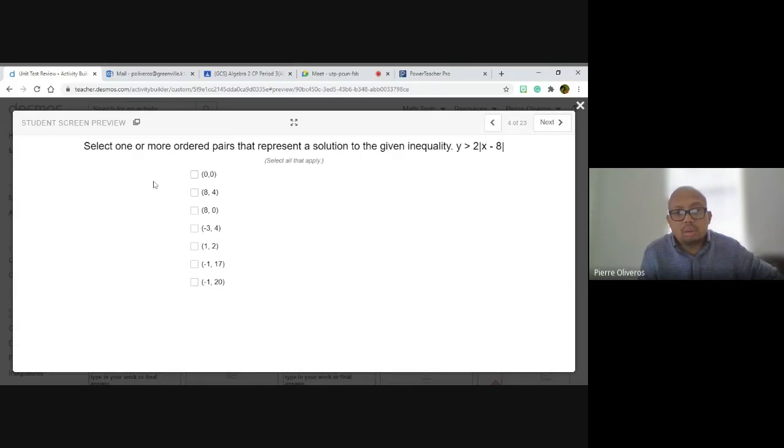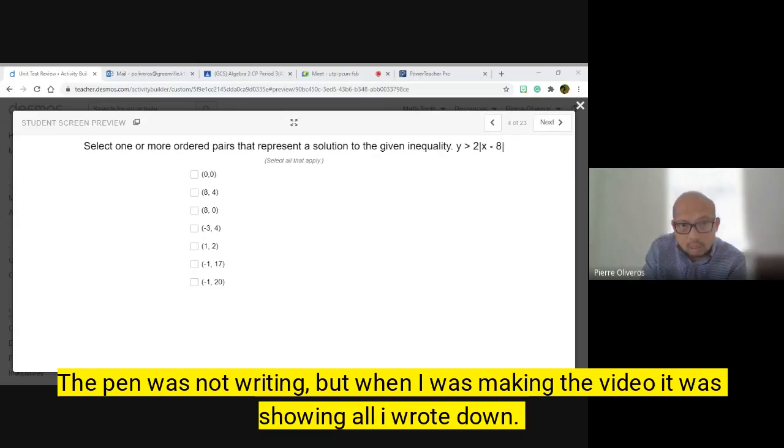Select one or more ordered pairs that represent a solution to the given inequality. y is greater than 2 times the absolute value of x minus 8. Here you're going to pick one or more ordered pairs that will work on this inequality. There are two ways. You can do it algebraically or graphically. For this problem, we're going to do it algebraically. So we know that x is the x and that's the y. We're going to plug it into the inequality here. If it gives us a true statement, then that's the answer.